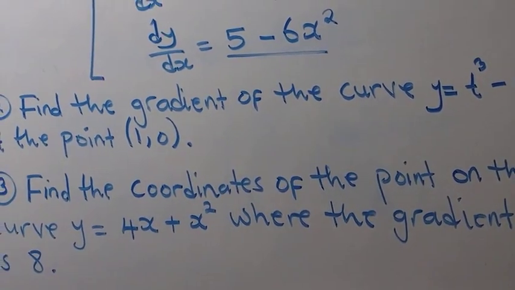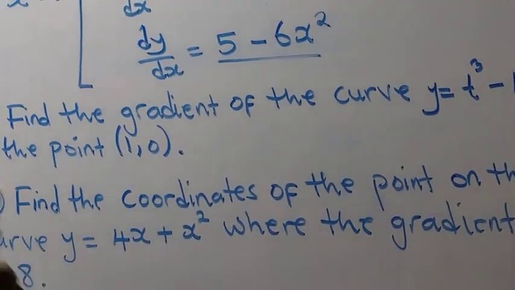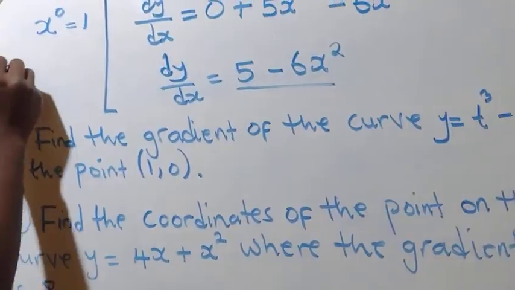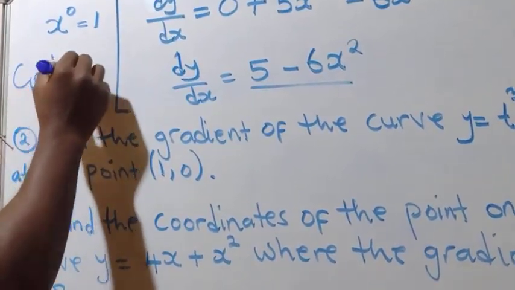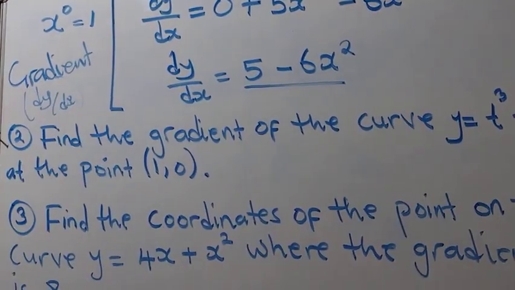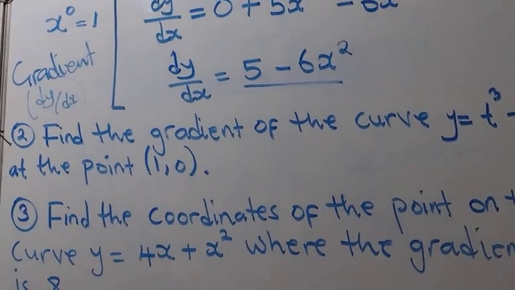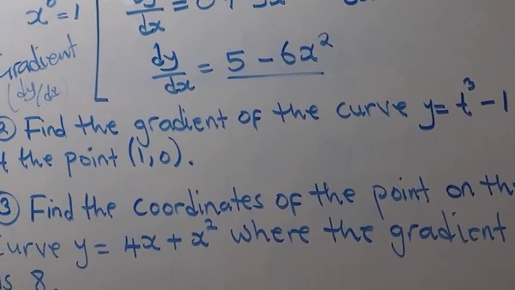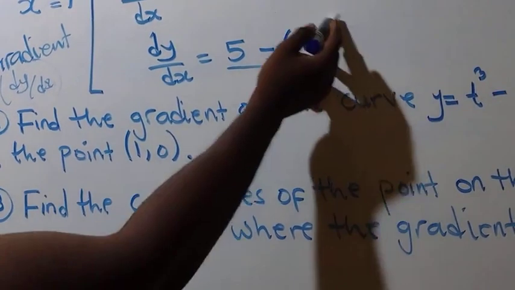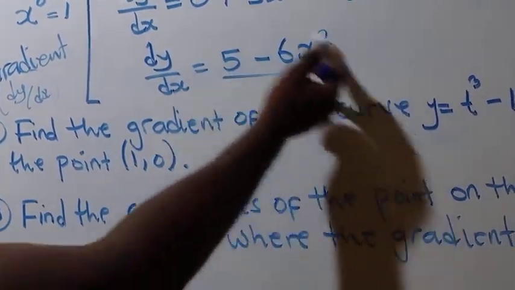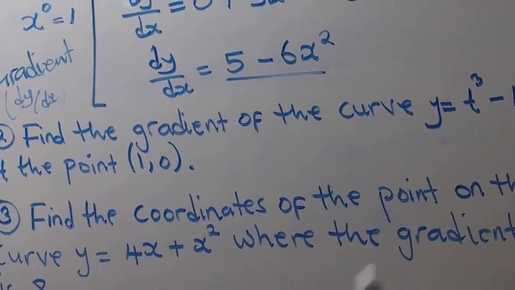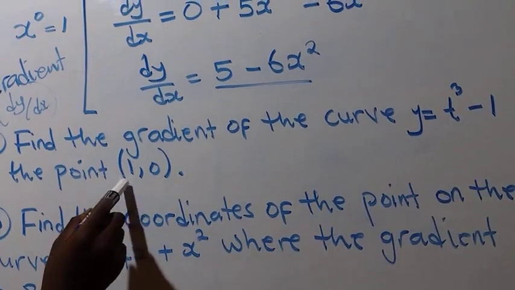So they want you to find the gradient. Remember, in the first lesson I did say dy/dx is the gradient. Here they want you to find the value of the gradient. The one we came up with in the first question is the gradient function. Now they are telling you to find the gradient of this curve at the point (1, 0).